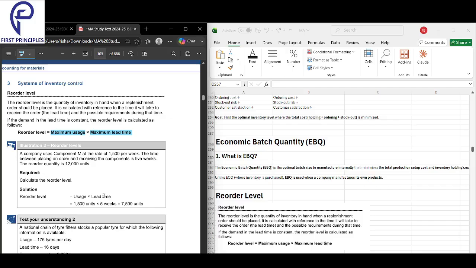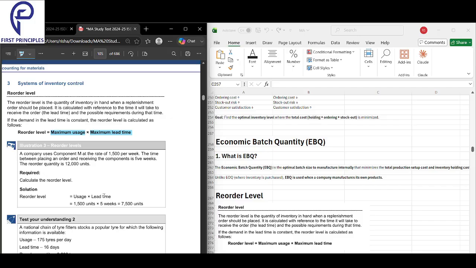So a company uses components at the rate of 1,500 per week. So per week is how much you're using. The time between placing the order is 5 weeks and the reorder quantity is 12,000. Right now you don't really need your reorder quantity, it's extra information. Reorder quantity is how much you're asking for when you place a reorder. That is 12,000, irrelevant at this point.